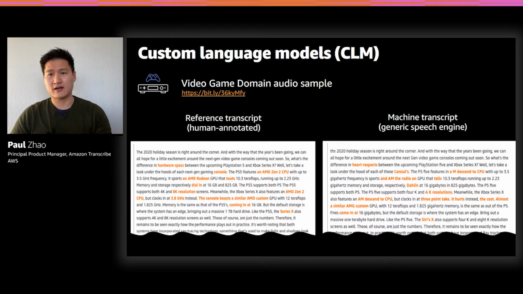So in this walkthrough of how custom language model works, we'll use an example of a domain like video games, which often features a ton of technical jargon. And here we show you two transcripts of a sample audio discussing the comparison of two video game consoles. On the left is the human annotated transcript, also called a ground truth or reference transcript. On the right is the machine transcript produced by a generic speech recognition service with no customization whatsoever.